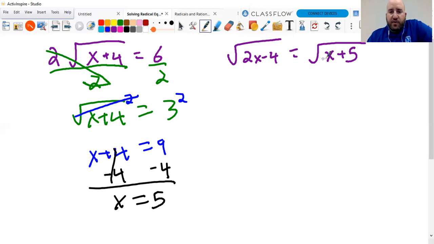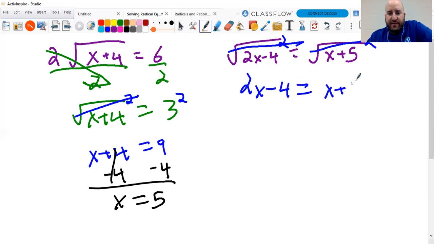Square root of 2x minus 4 equals the square root of x plus 5. Square roots on both sides. I still do the same thing. Got to make sure this is by itself on the left. It is. Got to make sure this is by itself on the right. It is. So what happens is I square this. It cancels out. Leaves me 2x minus 4. I square this side. The square root cancels out over here as well. x plus 5. I've got a 2-step equation. Really a multi-step equation, 3 steps technically.